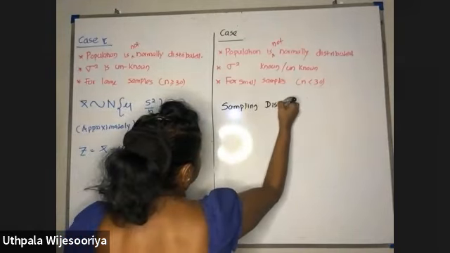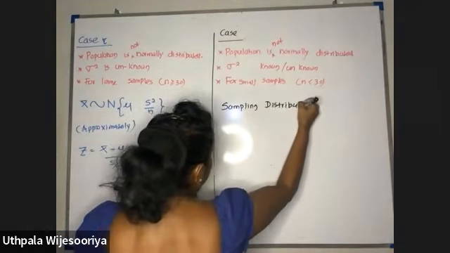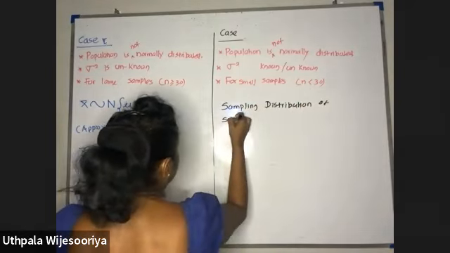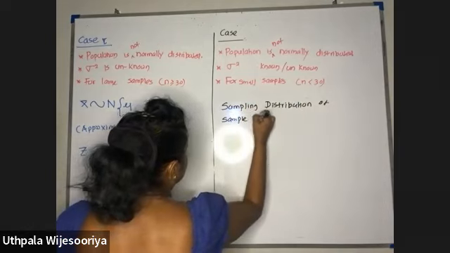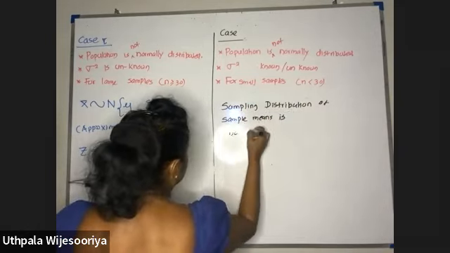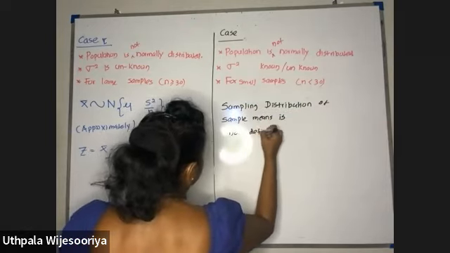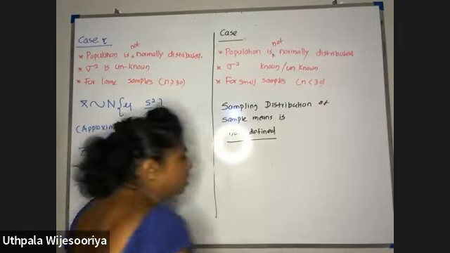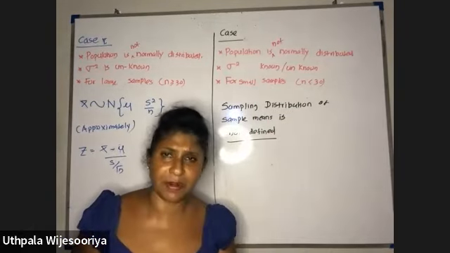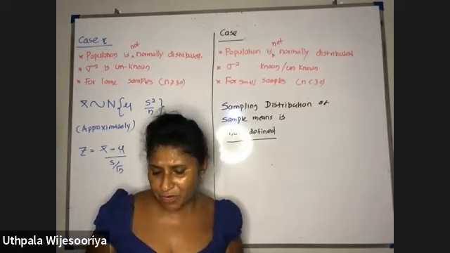Sampling distribution of sample means is not defined. That is why the central limit theorem says you must draw all large samples. Now these are the 5 different cases.